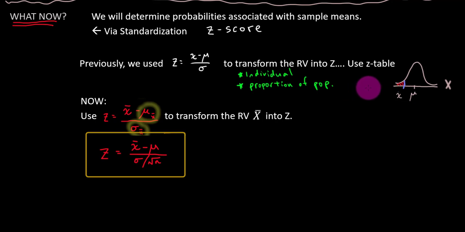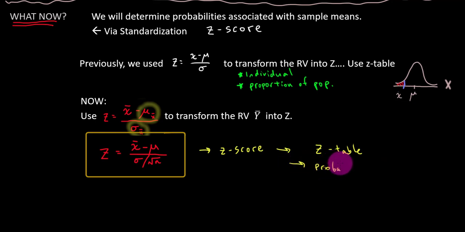And just like we did previously, what we will do is take any sample mean of interest, transform it into a z-score, and then utilize the z-table to acquire probabilities. And we will look at some examples in the next video. See you there.